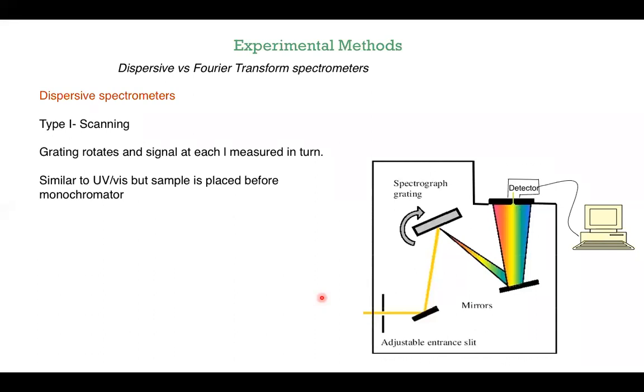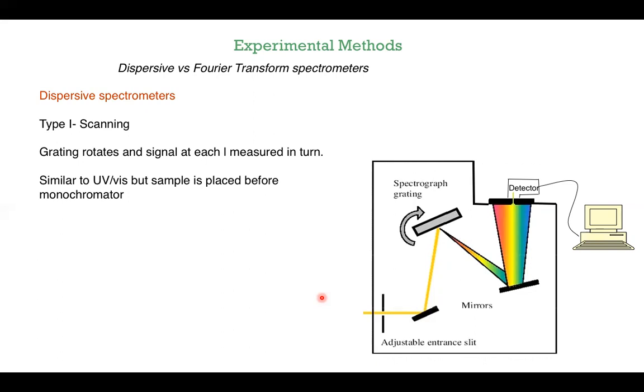So the experimental methods then, so we have two different types of spectrometers. We have dispersive, which is the more traditional kind, and we have Fourier transform spectrometers, which is the general FTIR instrument that we have now. So dispersive spectrometers would not be called FTIR because FTIR stands for Fourier transform infrared. And those spectrometers make use of a different technique, which we will be looking at shortly.